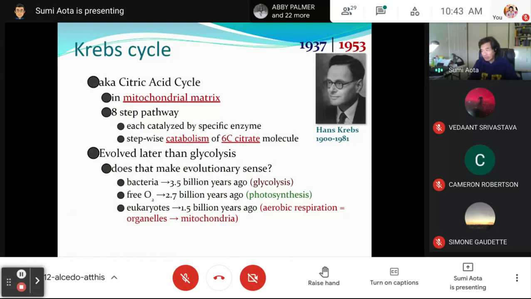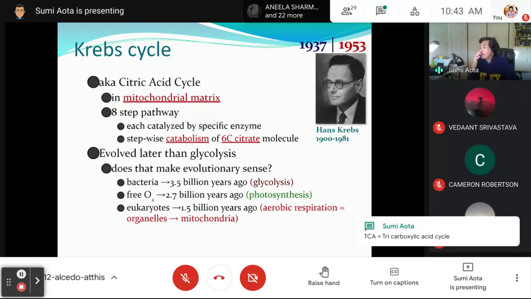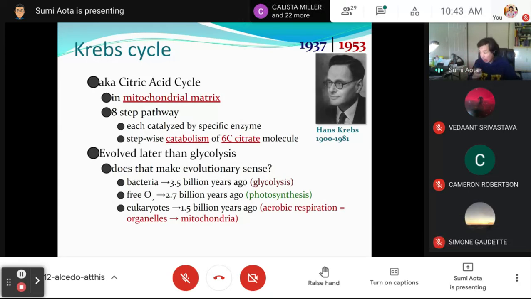TCA does not mean the citric acid cycle. TCA cycle equals the tricarboxylic acid cycle. The reason it's called the tricarboxylic acid cycle is because it releases 3 carbon dioxides in the process, if you include the transition step. Okay, it's an 8-step pathway that catabolizes a 6-carbon citrate molecule. We'll talk about where the citrate molecule comes from in a second.